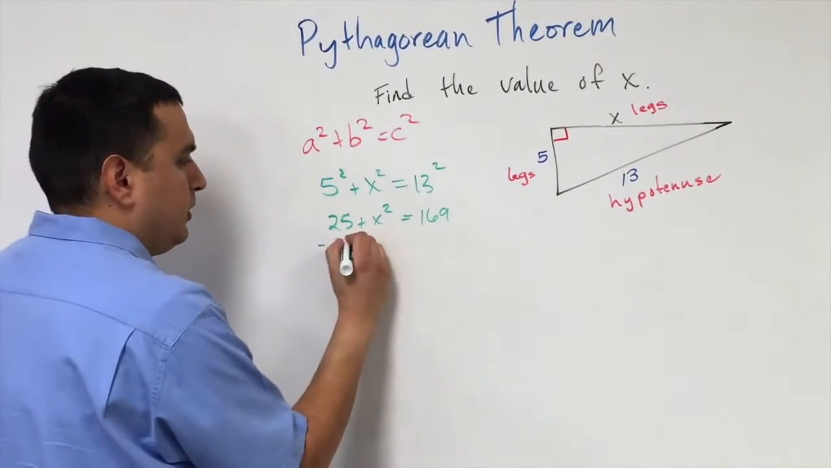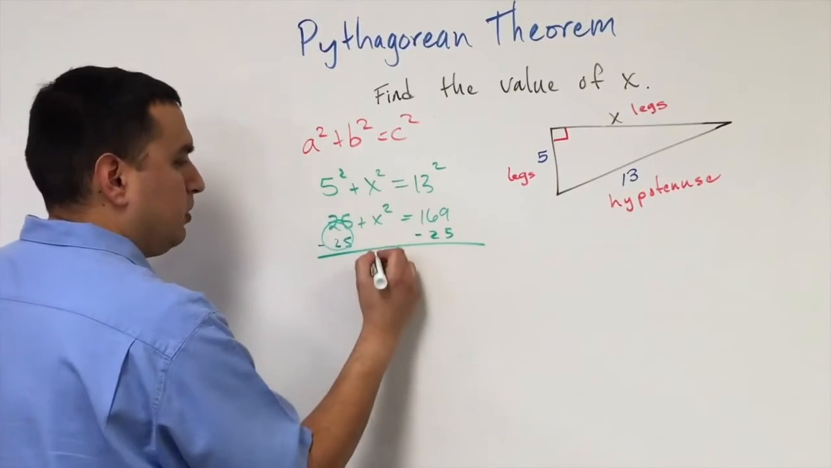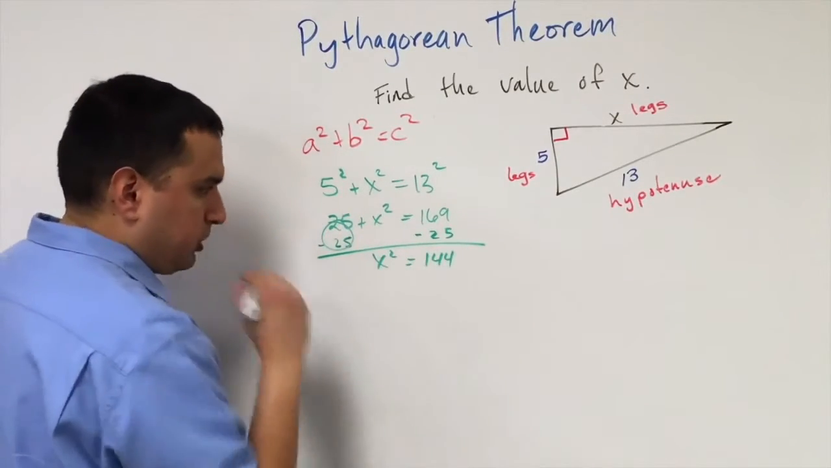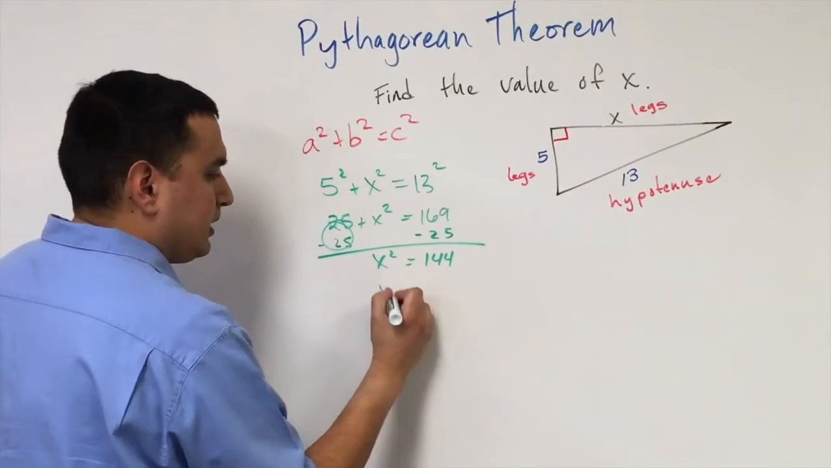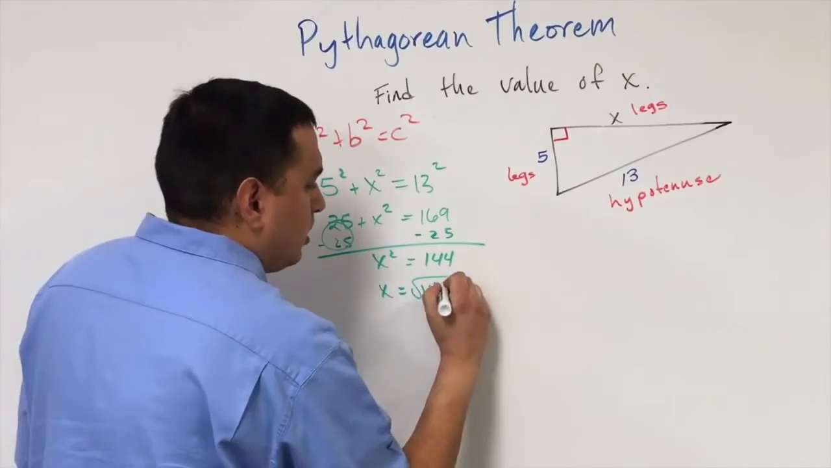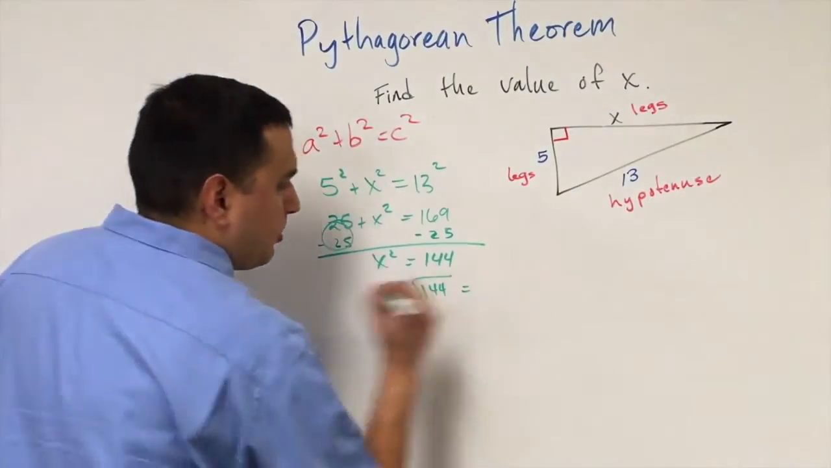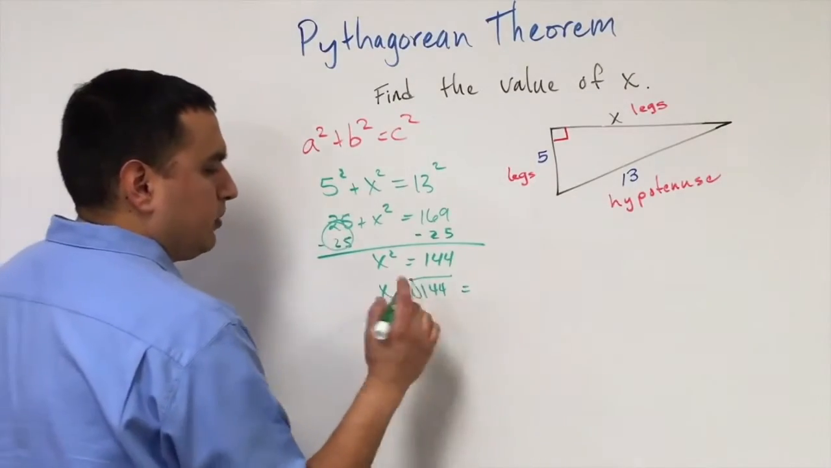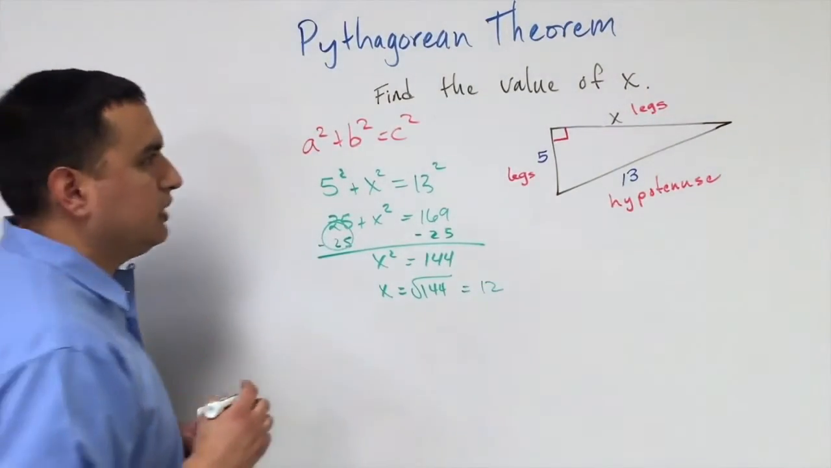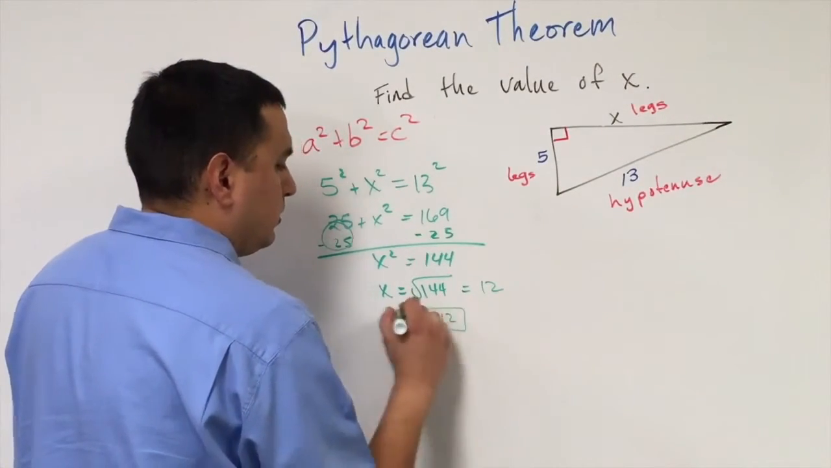Now I want to subtract 25 from both sides. That goes to 0. x squared is equal to 144. Now to get to x, we have to do what's called the square root. That's the opposite of squaring something. Opposite operation. The square root of 144 is going to be 12. So that tells me that my x is 12.